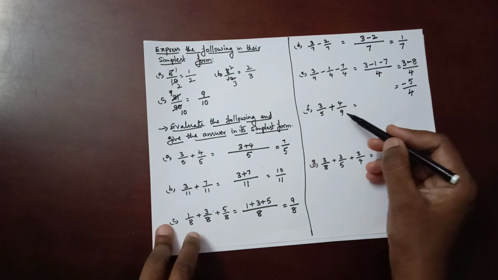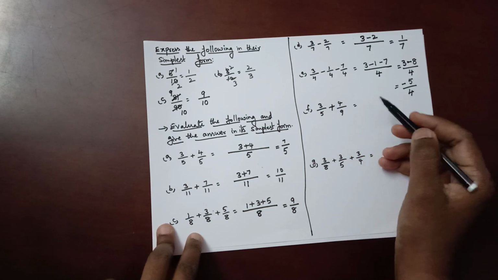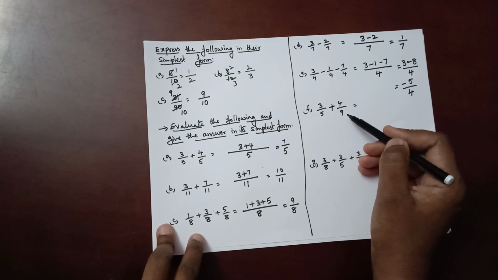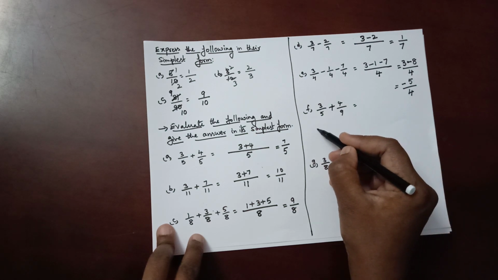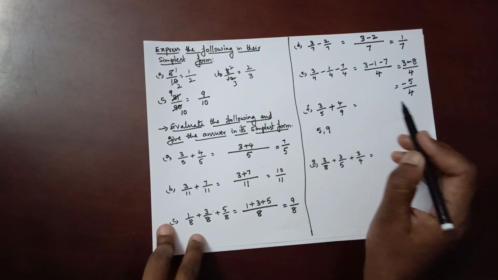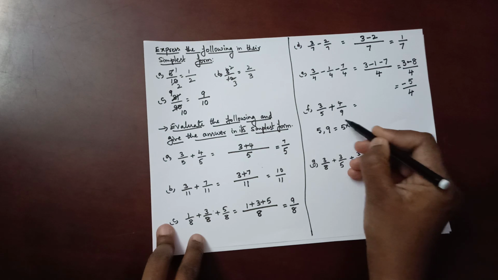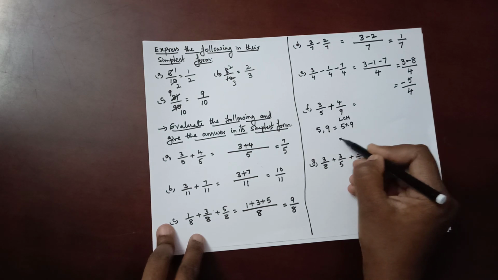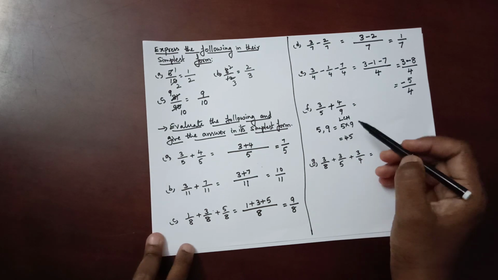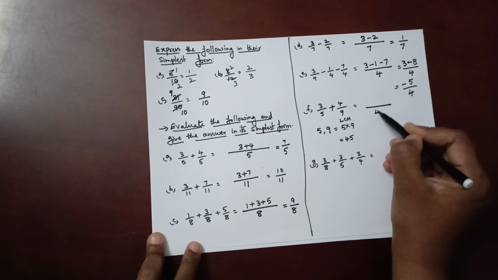Coming to this fraction, the sum of the two fractions. Here check the denominators. Denominators are different. One is 5, the other is 9. For 5 and 9 no common factor is there. Because of that we take the product of these two as the LCM. That is 45. When no common factor is there, we take the product of the two numbers. So 45 is the LCM.